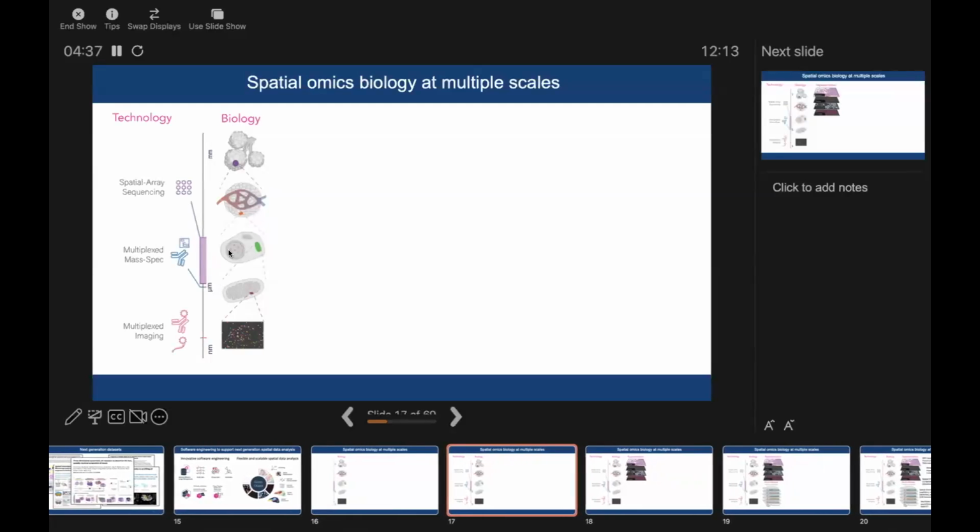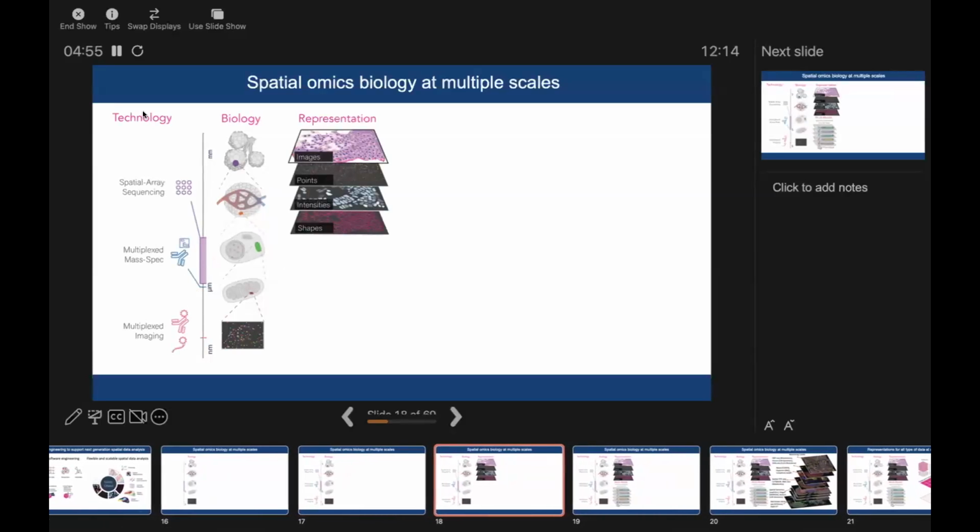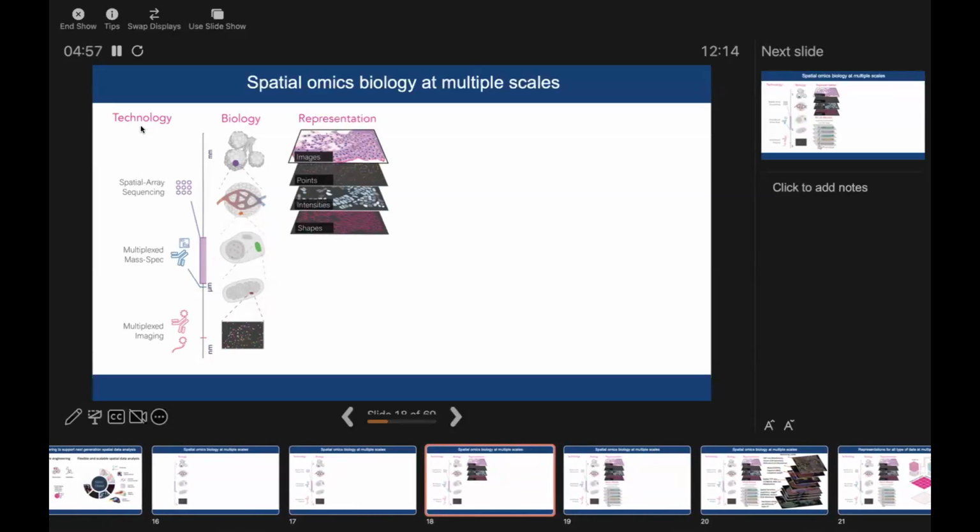The technology follows along, and the technology allows you to profile some of these molecular analytes, whether that's your protein, your transcripts, at different types of resolutions, as you saw previously, going all the way from micro subcellular transcripts to 55 micron and even bigger. And these technologies also represent, their output is different. So this can be your typical image. Think about an H&E image, but it can also be individual points. It can be intensities, it can be shapes.